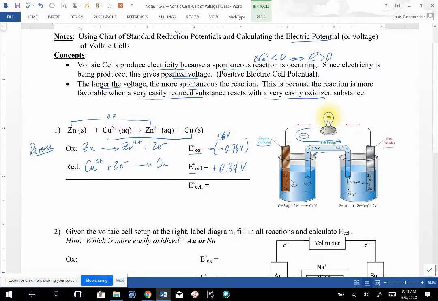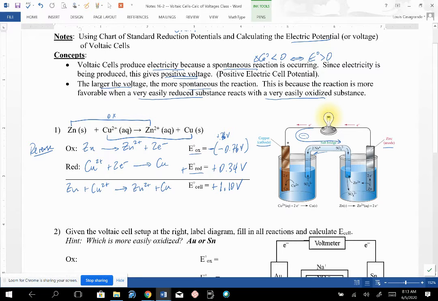likely reaction to happen. And when we put the two of them together, when we add them together, we're going to get the overall reaction, zinc plus copper 2+ gives zinc 2+ plus copper metal. And we just add, the plus should go here. We just add the two potentials together and we get a positive 1.10 volts.